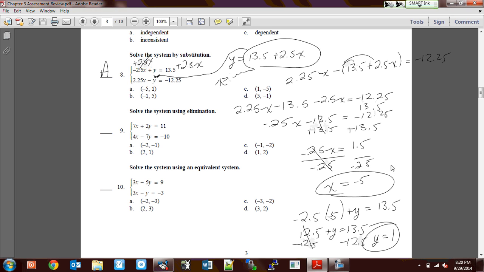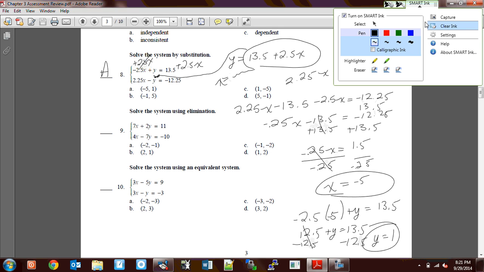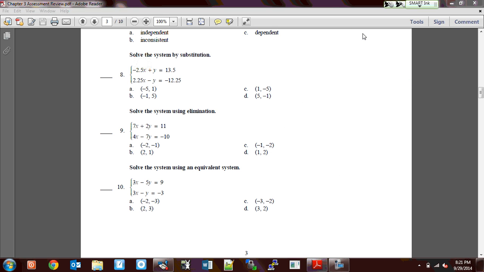Okay. Now, solve by elimination. To solve by elimination, we want to try to get the same coefficient, but opposites. So here we have a 7 and a 4, here we have a 2 and a 7. So let's see, what can we multiply by? Well, let's take the 7x plus 2y equation and multiply it by 7. And then let's multiply the bottom one by 2.